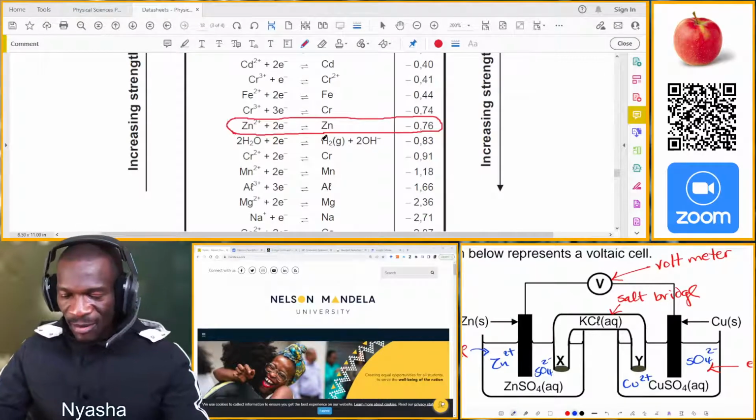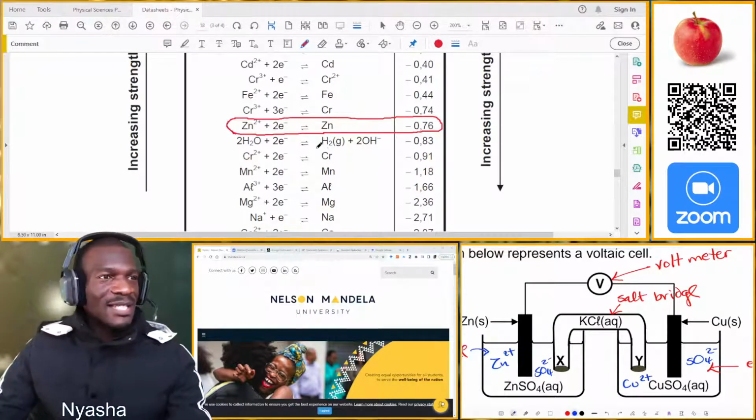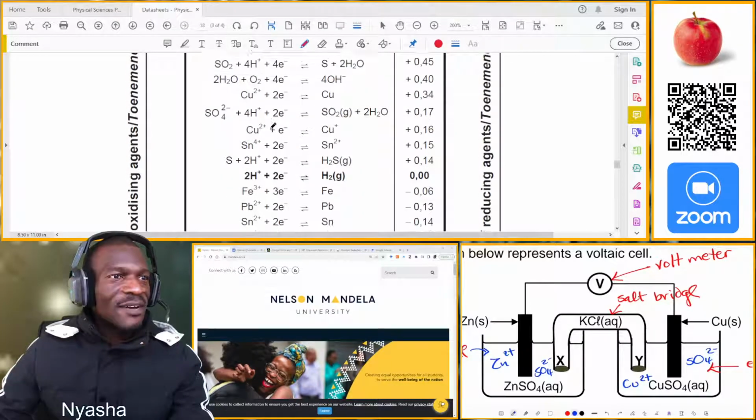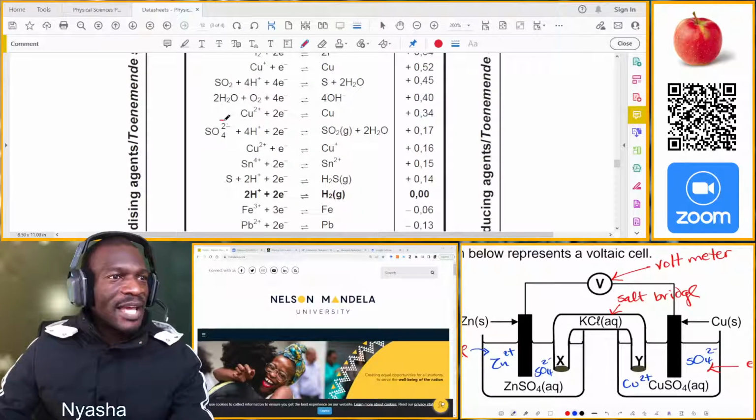So let's see, our second material is copper. So let's see where copper is found. There we have some copper.